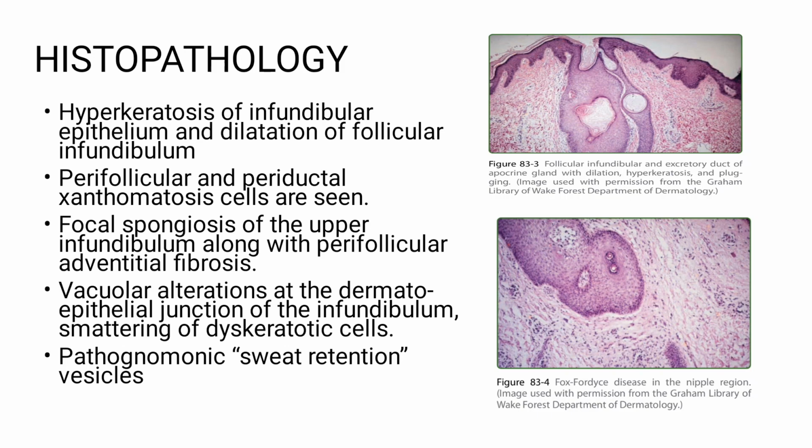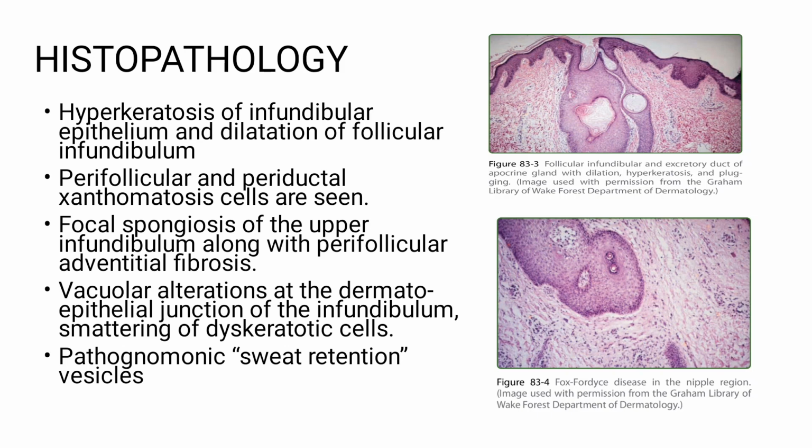Perifollicular and periductal xanthomatous cells are seen, and focal spongiosis of the upper infundibulum along with perifollicular adventitial fibrosis. Vacuolar alteration at the dermoepithelial junction of the infundibulum, and a smattering of dyskeratotic cells. The pathognomonic feature of Fox-Fordyce disease is sweat retention vesicles.